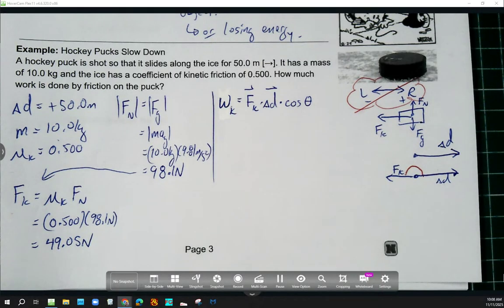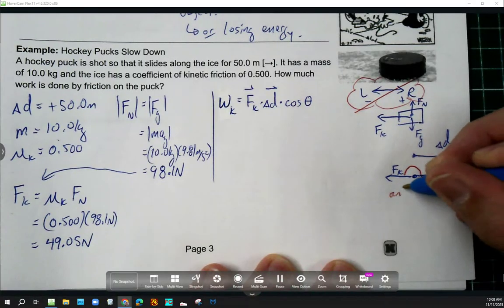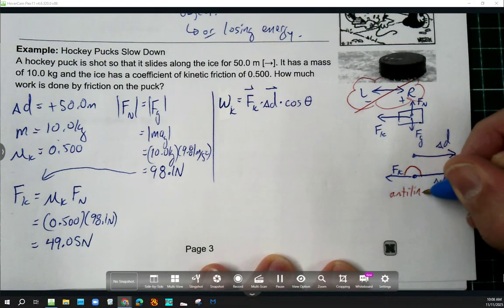Now there's a name for that. If pointing in the same direction is collinear, this is antilinear. Oh, there's a name. Yep.